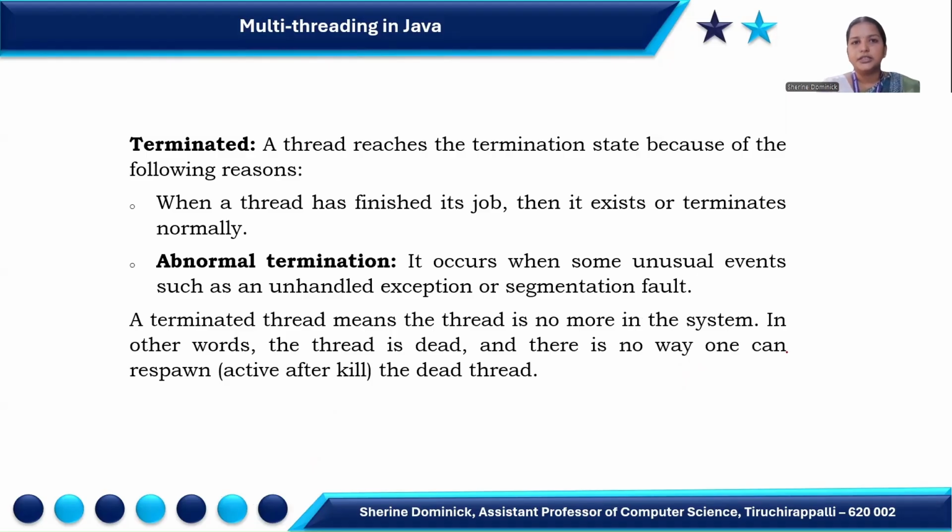So the next state is terminated. A thread reaches this termination state because of the following reasons. When a thread has finished its job, it either terminates normally or the user terminates the thread. The next case is abnormal termination. It occurs when, due to unusual events or the arising of an exception, we may terminate a particular thread. A terminated thread means that the thread is no more in the system, in other words, the thread is dead. We can also kill a thread, but once a thread is killed, it cannot be called again in the processing.